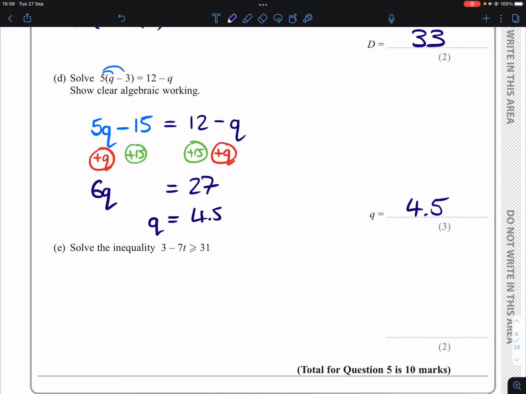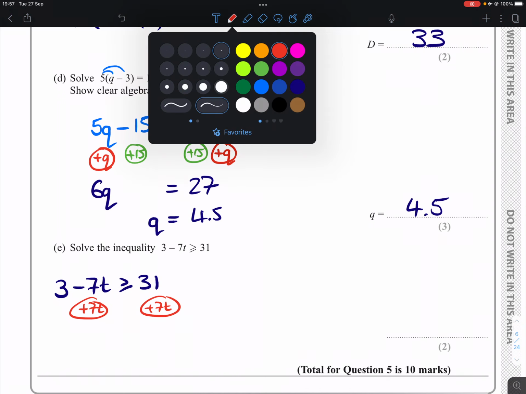Part E, solve the inequality. So we're solving, which means we're trying to get the letter on its own. We've just got to be careful in terms of how we rearrange it, because whenever you're dealing with an inequality, if you ever multiply or divide by a negative number, that will change the sign. Now there are 2 ways you can do this. One of the ways is you identify that there's a negative 7t, and we realize, you know what, I don't really want to have to deal with that. I'd rather have the t's on the right-hand side where they're positive. So if I add 7t to both sides, that will make this happen.